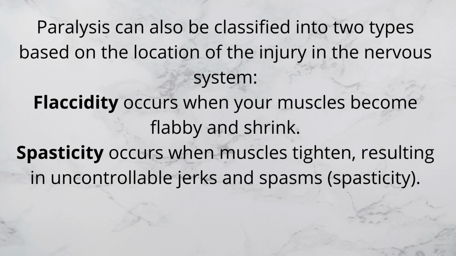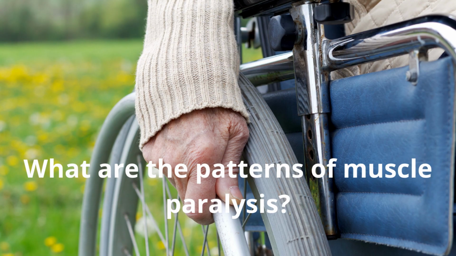Paralysis can also be classified into two types based on the location of the injury in the nervous system. Flaccidity occurs when your muscles become flabby and shrink. Spasticity occurs when muscles tighten, resulting in uncontrollable jerks and spasms. What are the patterns of muscle paralysis?